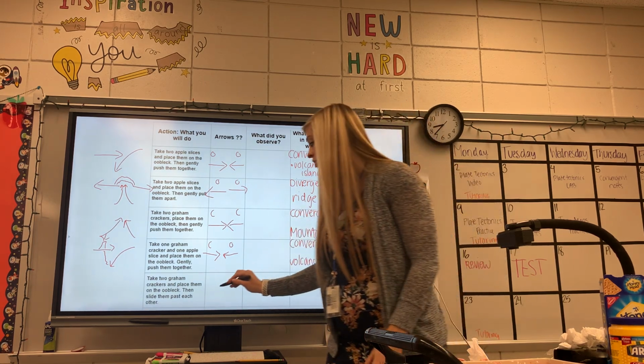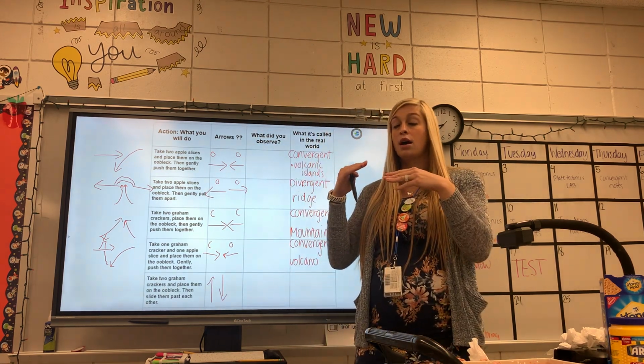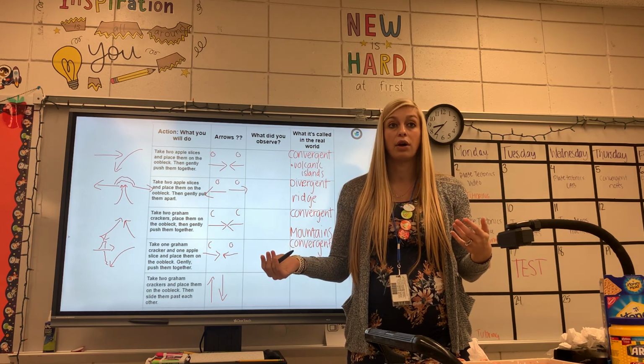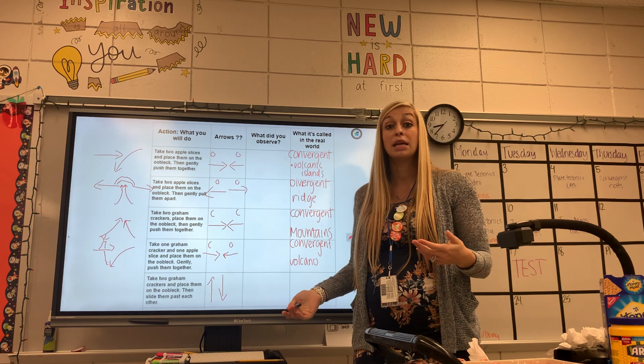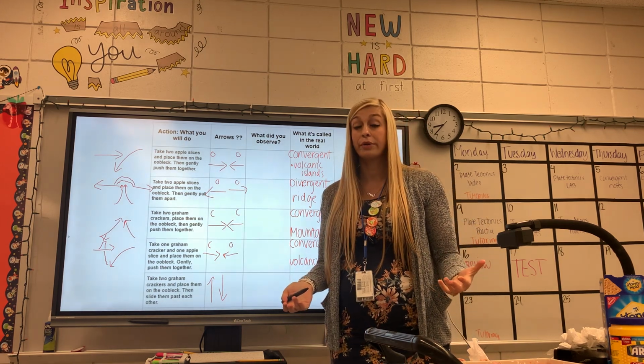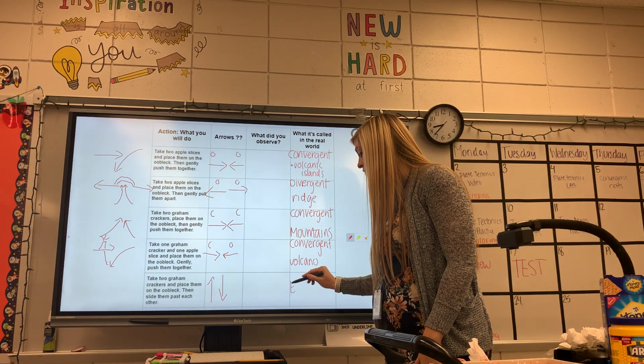And the last one, the 2 graham crackers, were going up and down. So you can just type in up and down if you don't know how to make those arrows, but they're going like this, sliding side by side. This can happen in the ocean or on land. There are earthquakes in the ocean as well. So this results in earthquakes.